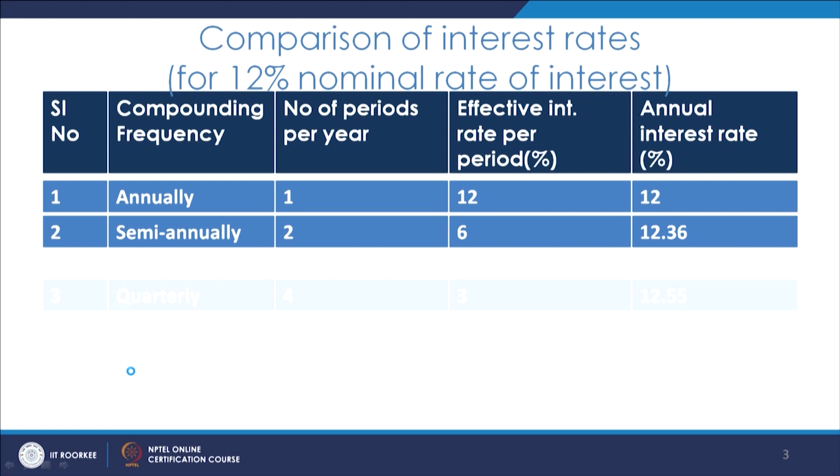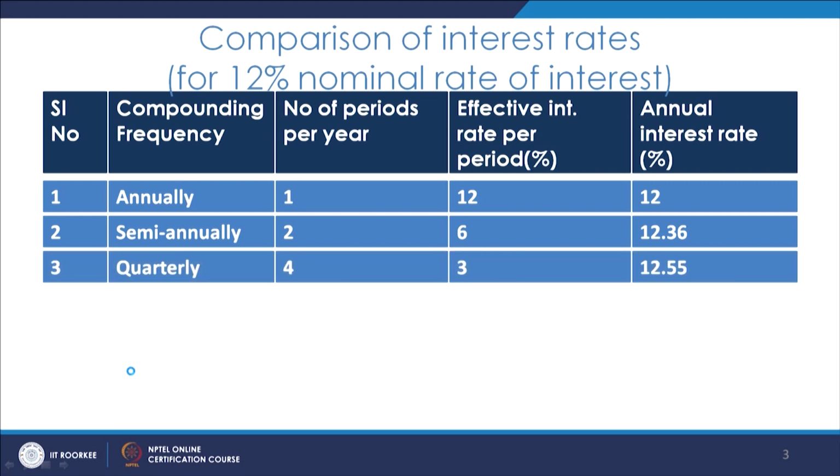So, basically that becomes 12.36. Then if you do it quarterly, you are doing the compounding 4 times, and effective interest rate per period will be 3%, because 3 into 4 is 12. In that case the annual interest rate, if you compute again, 1 plus r by m raised to the power Lm minus 1. So, Lm is normally taken as c also, that was shown. So, that minus 1 becomes 12.55.